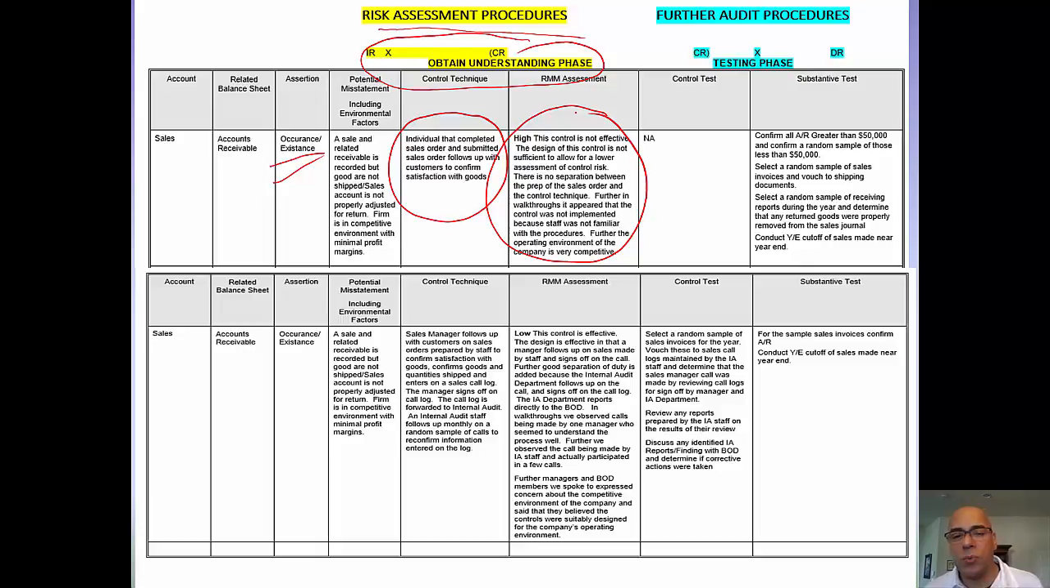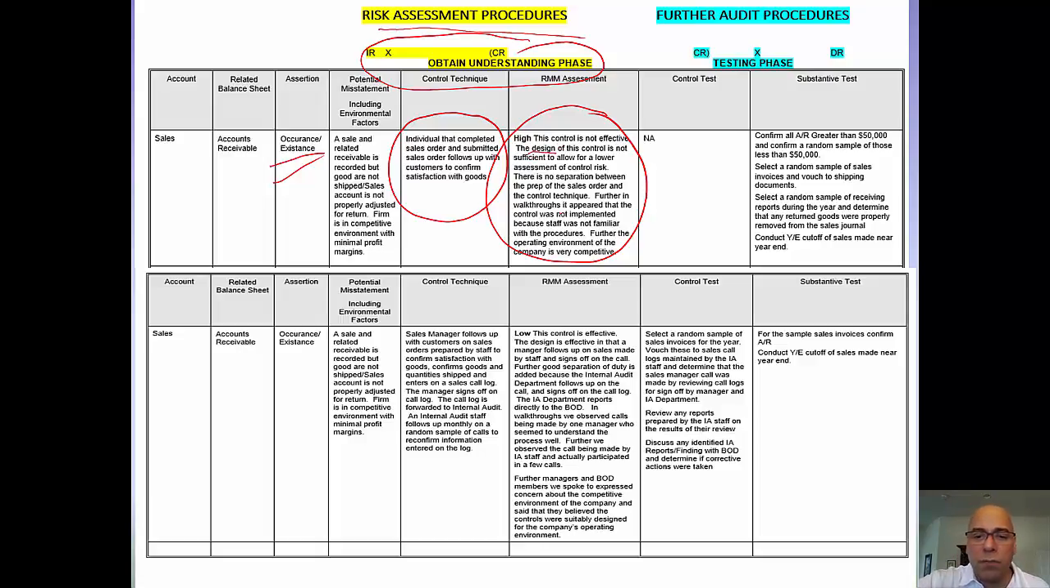And one of the key things is we don't like the separation of duties. We're not happy with the separation of duty because the same person that made the sale also is the person that is calling the customer up. Well, they may be the ones that are trying to increase the sale so they can get a higher commission or whatever. So we don't like the separation of duty. So we don't like the design.